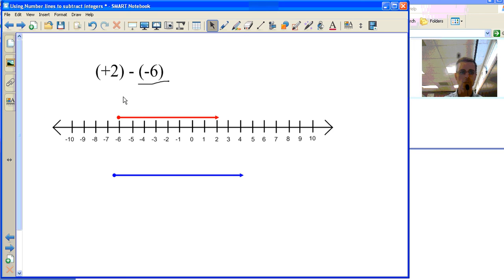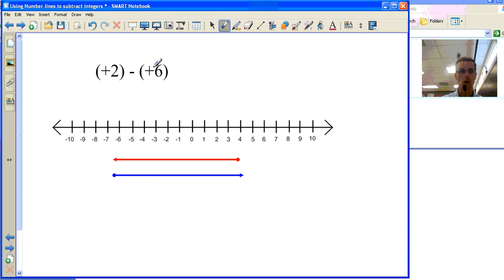All right, so what is the difference between -6 and +2? Well, let's count. We start at 0, 1, 2, 3, 4, 5, 6, 7, 8. So we know that this equals 8. The question is, is it positive or negative? Well, did it go up the number line or did it go back? It went up, so we know it's going to be +8.